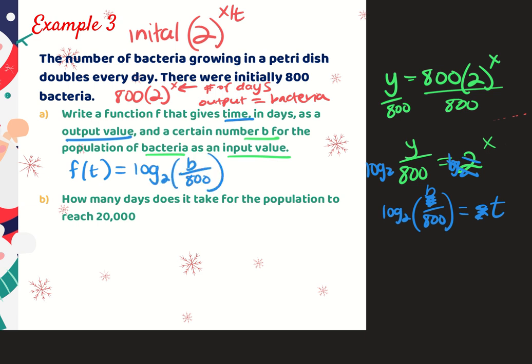So in function notation, this would be f of t equals log base 2 of b over 800. So when you have an exponential function and you want to switch the output and the input, it becomes log. It would be the reverse. If it was log, it would become exponential.